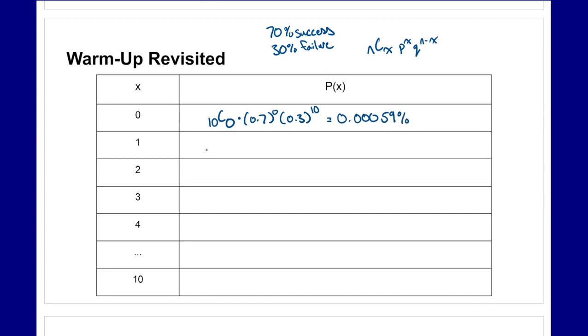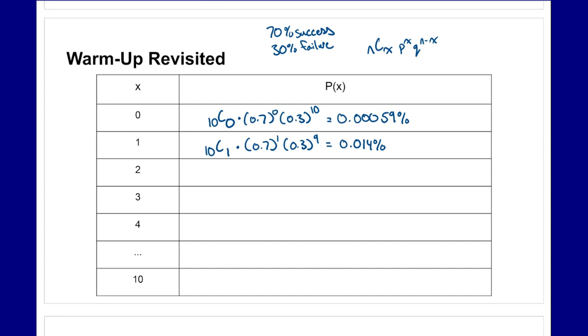For one person, it would be 10 choose 1 multiplied by the probability of success. So 70% chance working on one person, and then a 30% chance for 9 people. So we get 0.014%.